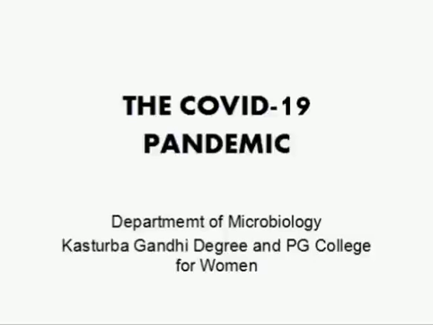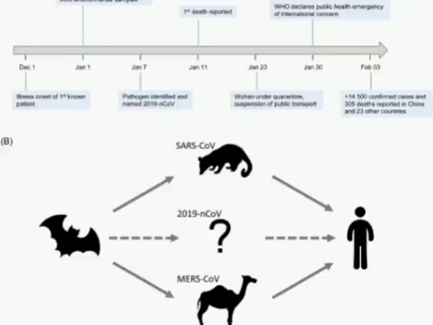We, the final year students from the Department of Microbiology, are presenting a PPT on COVID-19, the pandemic. Coronavirus, SARS-CoV-2 are the large group of viruses that cause severe acute respiratory syndrome. The first onset of coronavirus disease was reported on December 1, 2019 in Wuhan, China. The World Health Organization declared the outbreak as public health emergency of international concern on 30th Jan 2020 and as a pandemic on 11th March 2020.